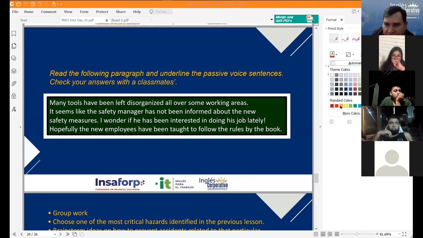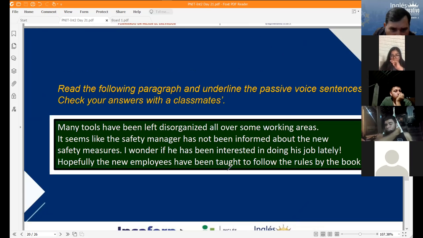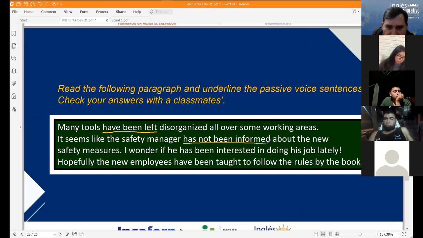Let's choose yellow. Okay, this is what we're going to be working on tomorrow. That's why I'm putting it here today. Have been left. Okay, has not been informed. Has been interested, no, because interested is the adjective, so it's not a passive voice. Have been taught. That's passive voice. Okay. Has been interested, no. Interested is an adjective.